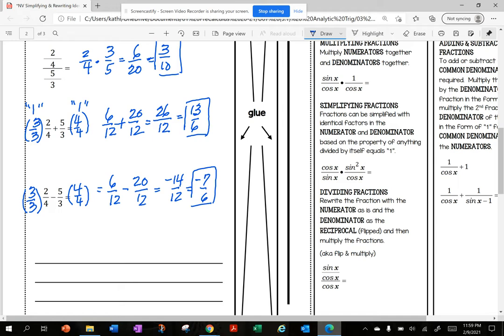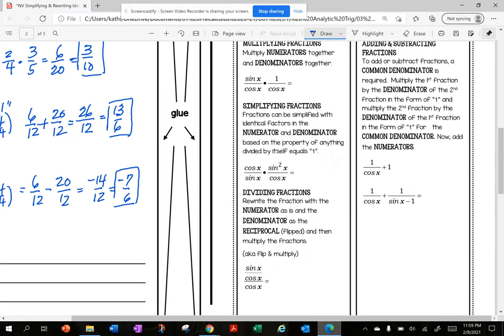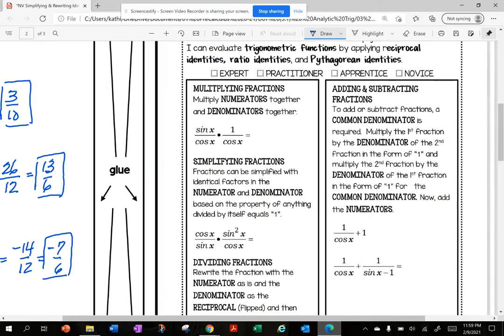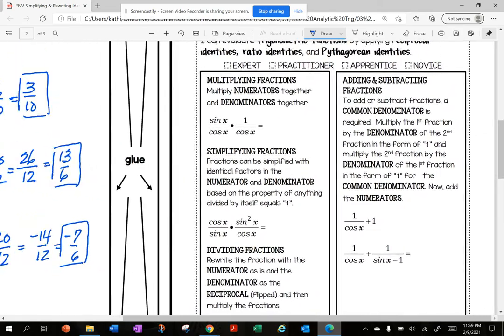So I'm adding, subtracting, multiplying, and dividing. Same process. All right, so let's practice multiplying with trig, and then we'll get to simplifying. So multiplying fractions, numerator times numerator. So sine of x times 1 is sine of x. And cosine of x times cosine of x is cosine squared of x.